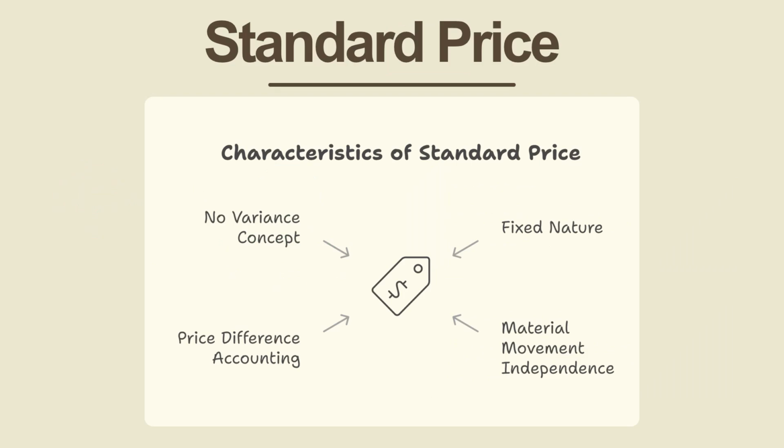So if you see here, the standard price has no variance concept. Yes, because we don't have any variances. Those are posted onto a separate GL. The price is fixed in nature, and any differences in the price between the transaction and the standard price are posted onto the price difference account, and the price is independent of the material movements that are happening.